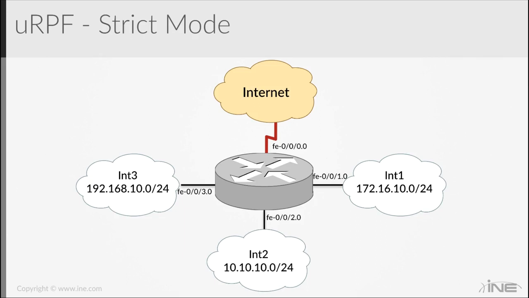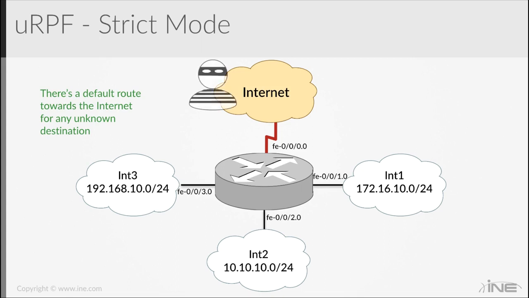Alright, let's talk about URPF strict mode then. In strict mode, if there's a default route for any unknown destination, guess what? A default route matches all, right? Matches everything. So you might wonder, if a default route matches anything and it points to the internet interface, then anything that comes through via that interface is valid. Because even if it's not a specific route, it's still a route.